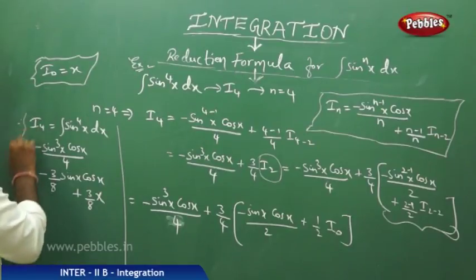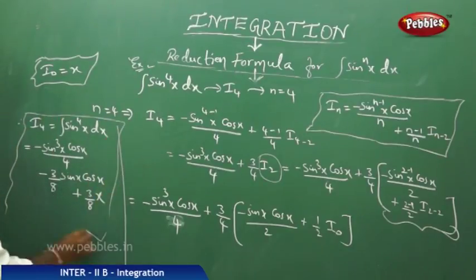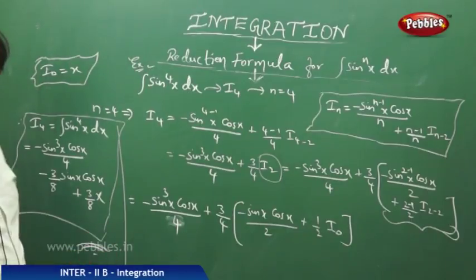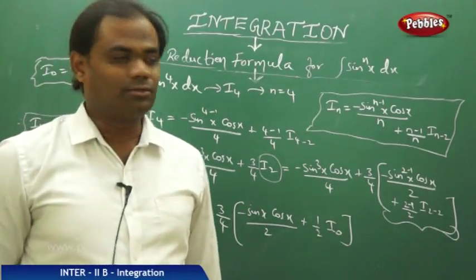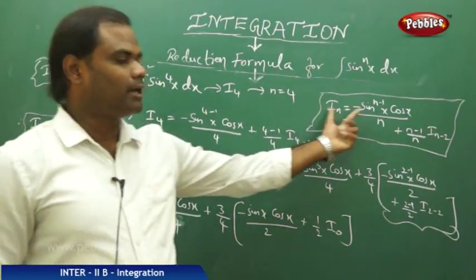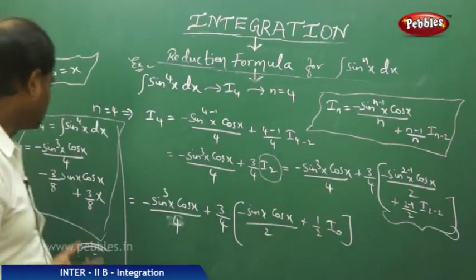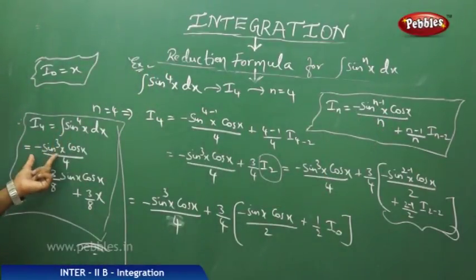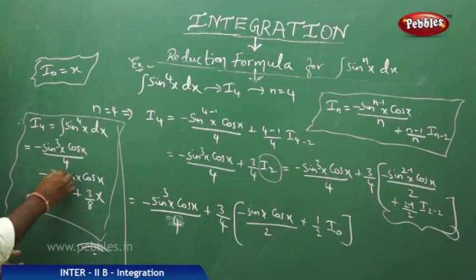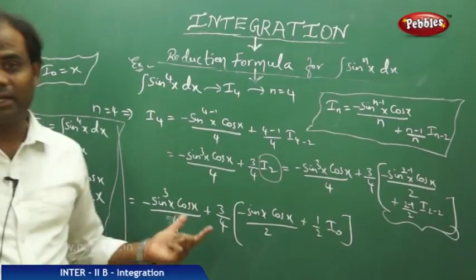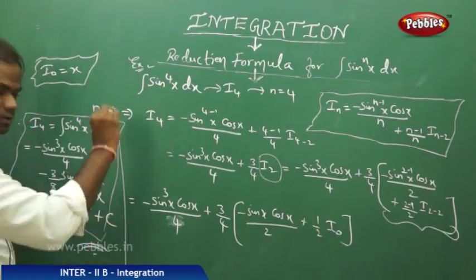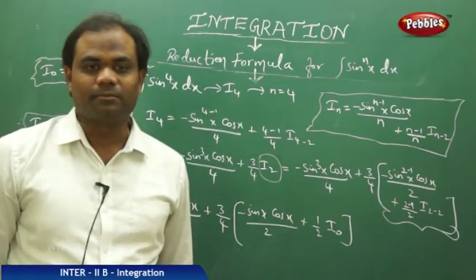This is how we simplify integral of sine power nx using the reduction formula In, and then the answer for integral sine power 4x is minus sine cube x cos x by 4 minus 3 by 8 sin x cos x plus 3x by 8 plus the constant of integration c.